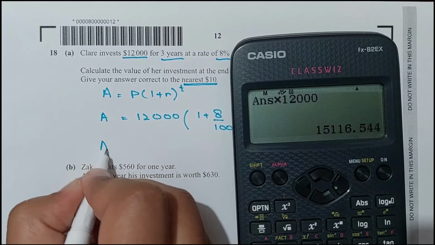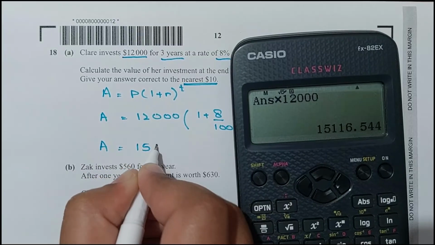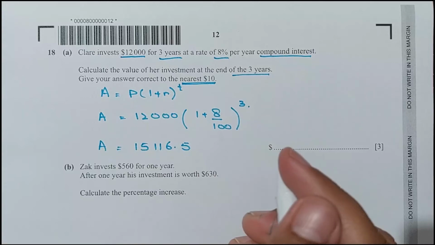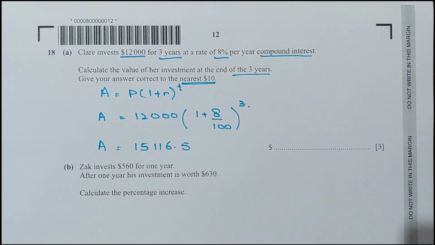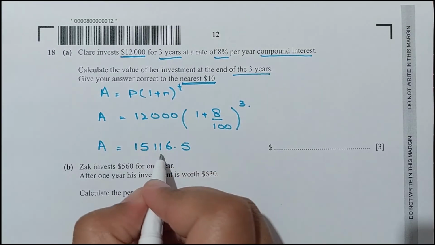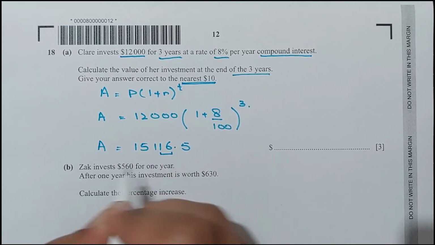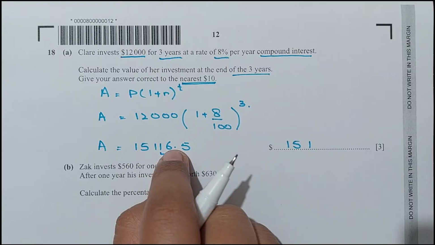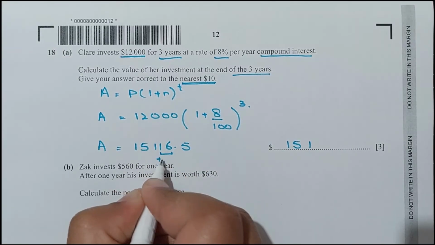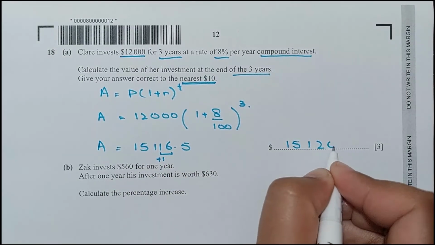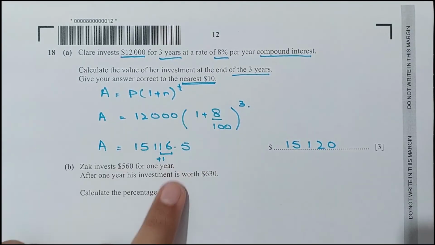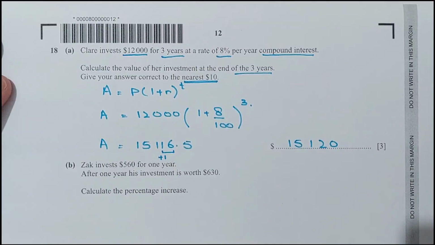Okay, the answer is 15116.5. We have to find it to the nearest $10, right? So this is to the nearest tens. So 151, 1 and 6. 6 is more than 5, so add 1 over here. 1 plus 1 is 2 and the other digit would be 0. This is rounding to the nearest tens. So these two are ones and tens.